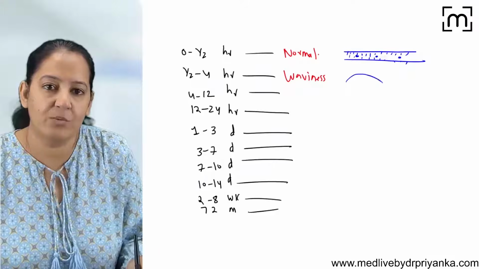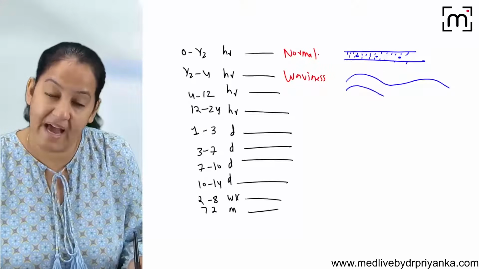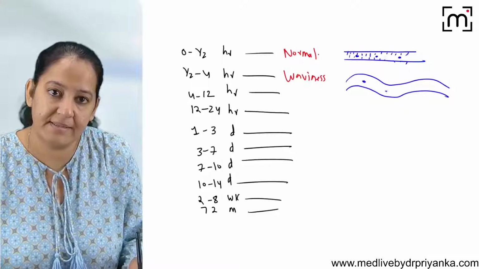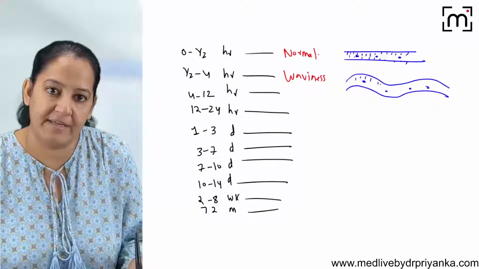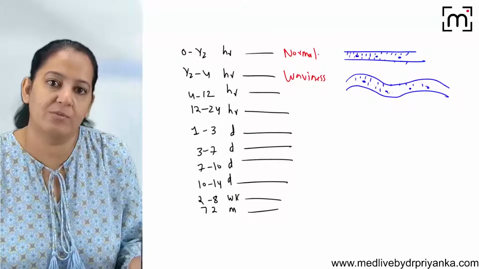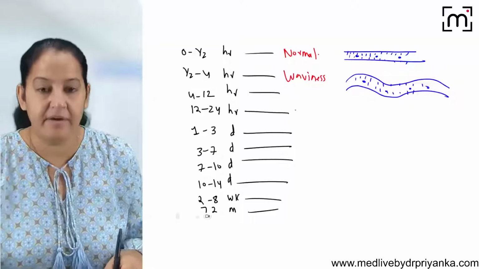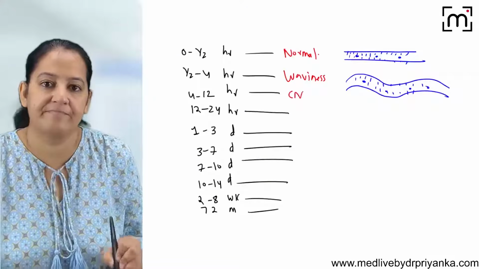The only thing here, it's wavy. But it is having the nucleus. It is having the cytoplasmic details, that is striations. The only thing, it's wavy. This is my second diagram. Thirdly, it's coagulative necrosis. Okay.